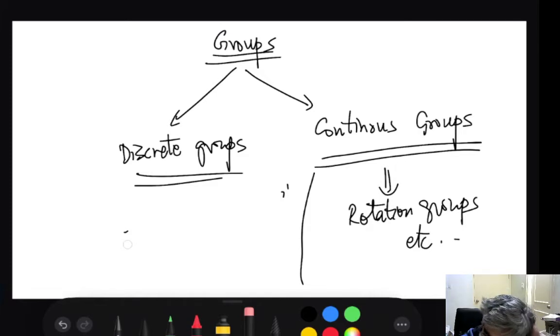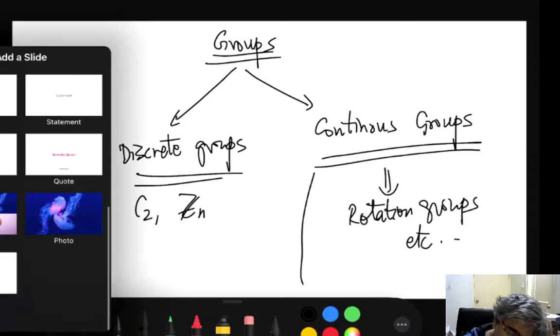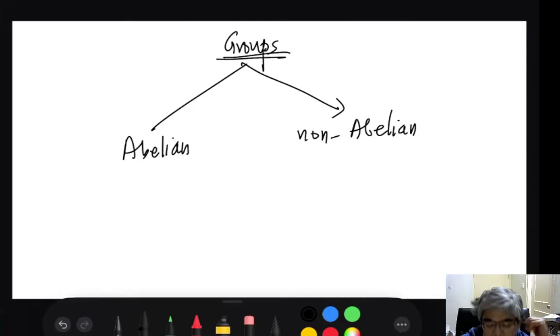So we have seen groups like Z2, C2, Z, and these are called cyclic groups. But there is another bigger classification of these groups, which is abelian and non-abelian. So this will make it clear why matrices form very good objects which can represent groups.